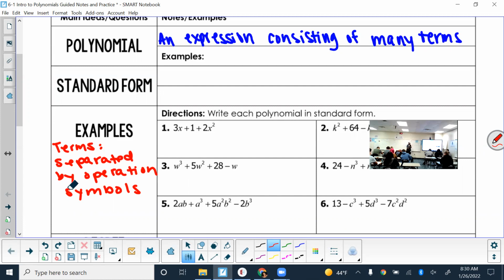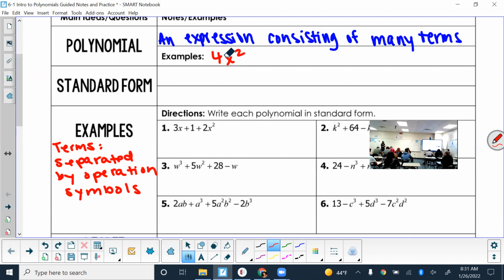All right, so if they're smushed together, like 3x, they're still part of the same term. If they put the dot that represents multiplication in between them, like 3 dot x, then there's two separate terms. But if they don't write it out, they're just smushed together, that's the same term. So a polynomial would have many terms. And there's tons of different examples that I can make. I'll just put one example.